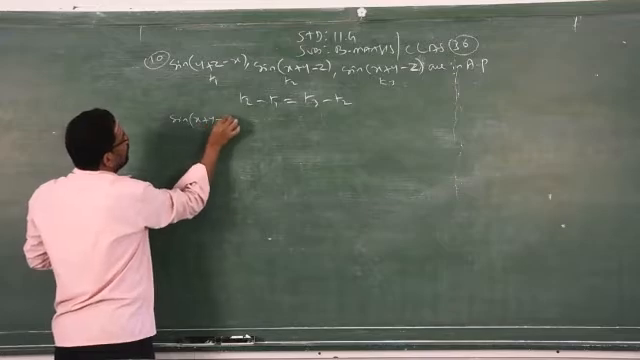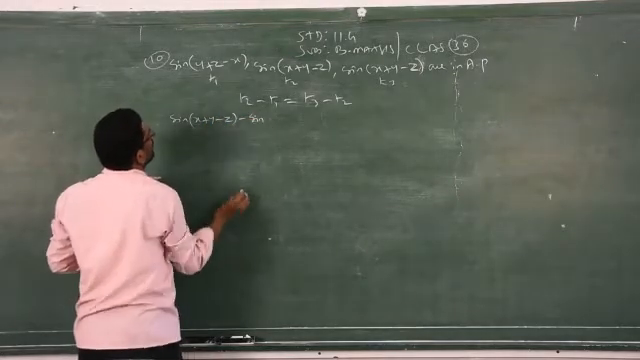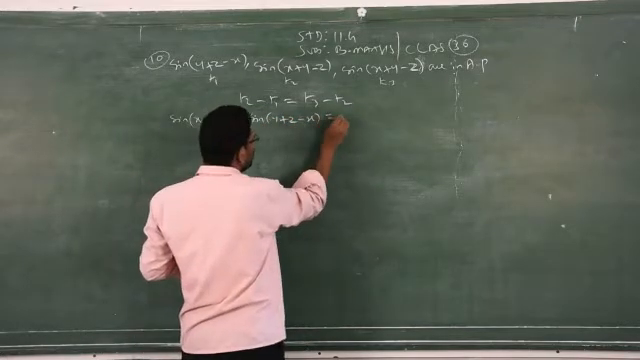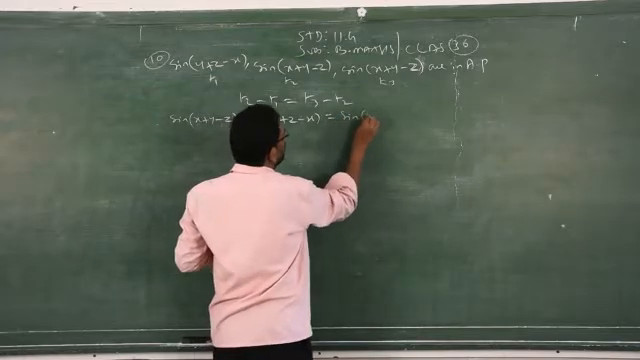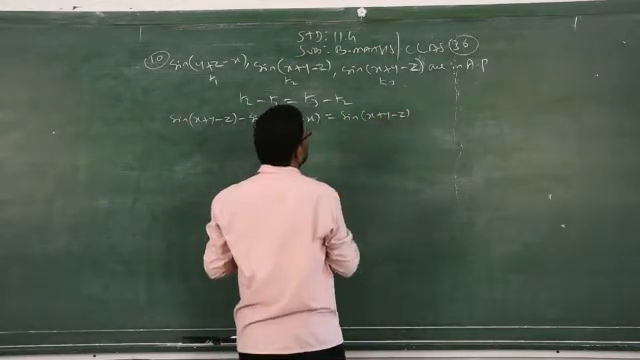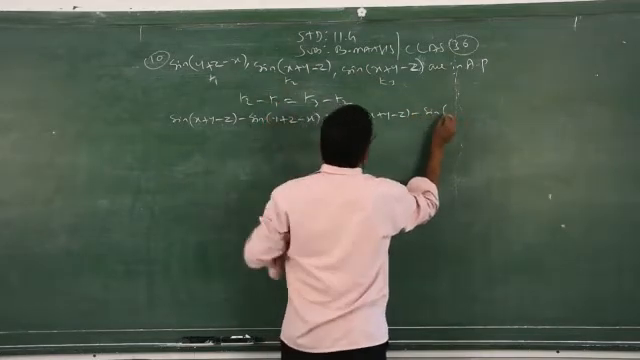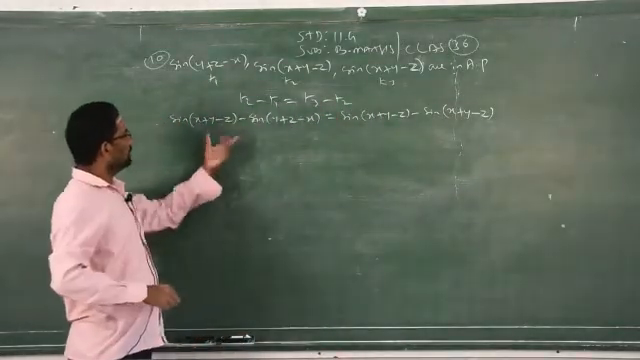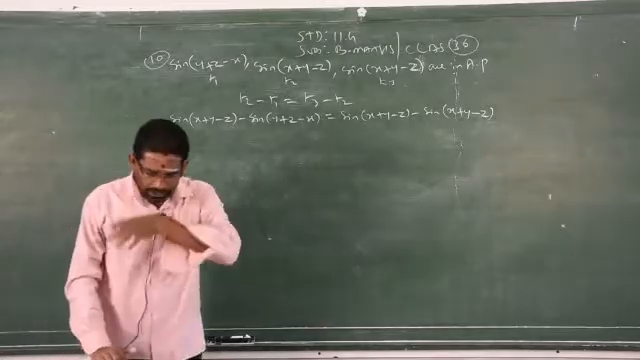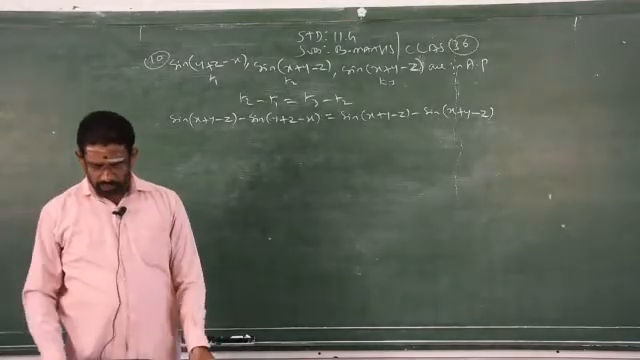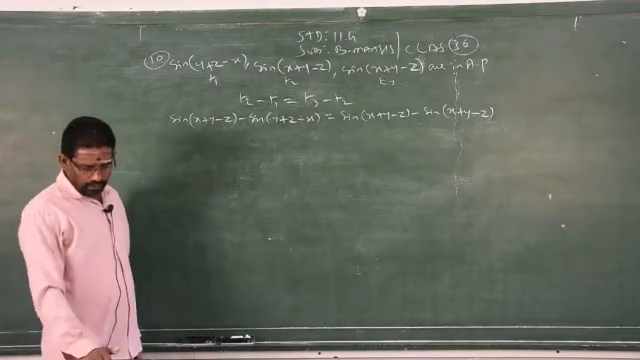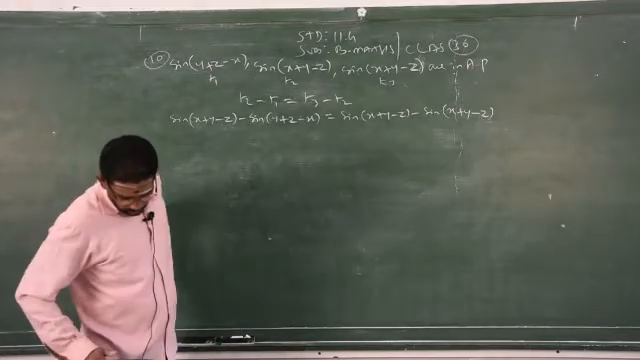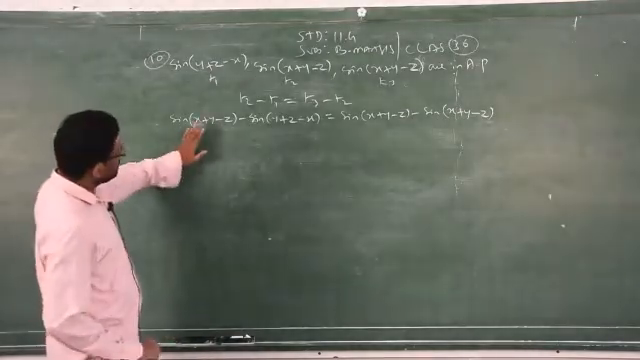sin(x plus y minus z) minus sin(y plus z minus x), that is T2 minus T1, is equal to T3 minus T2, sin(x plus y minus z) minus sin(z plus x minus y). So I am applying that formula. Then after that, this is in the form of sin C minus sin D. So apply the sin C minus sin D formula on both the left side as well as the right side.